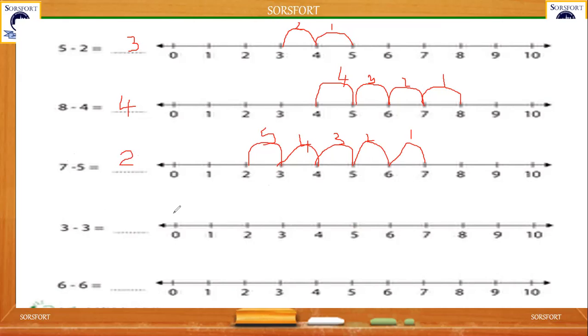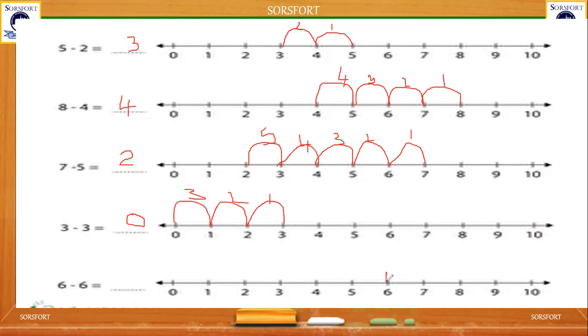Now 3 minus 3. 3 to 2, 1 time. 2 to 1, 2 times we subtract. Again 1 to 0, 3 times we subtract. 3 minus 3. What is the answer? 0.